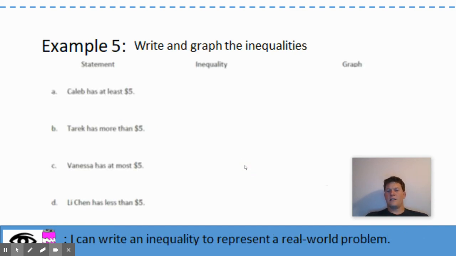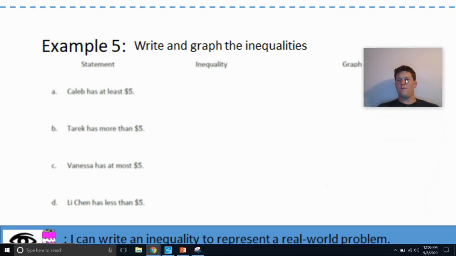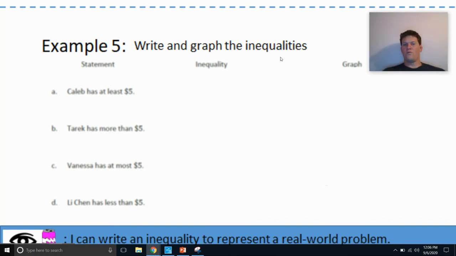Let's look at our last example, and there's actually 4 different parts to this example here, but we're taking different phrases, and we're going to write the inequality down, and then we're going to graph that inequality. So here's the first one.